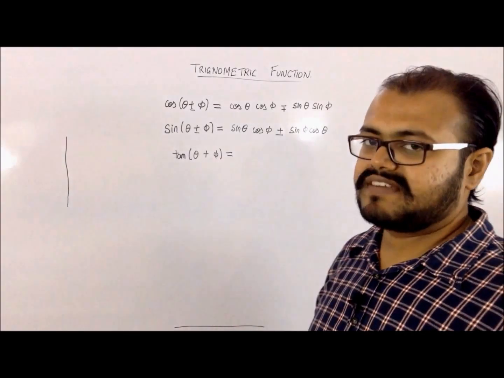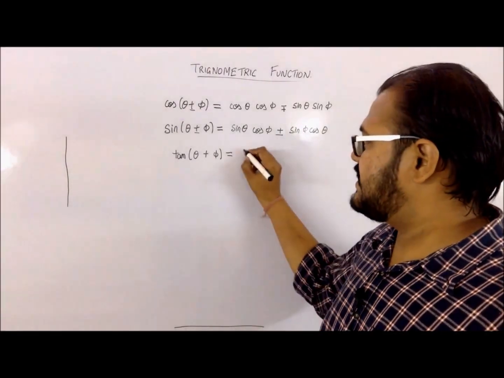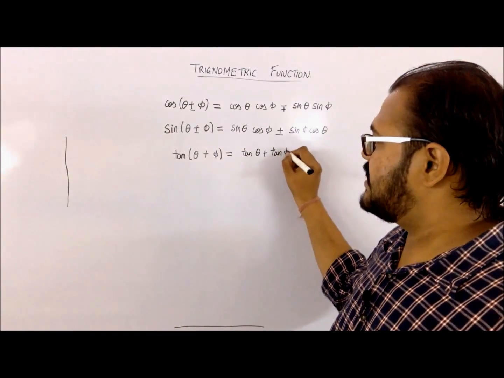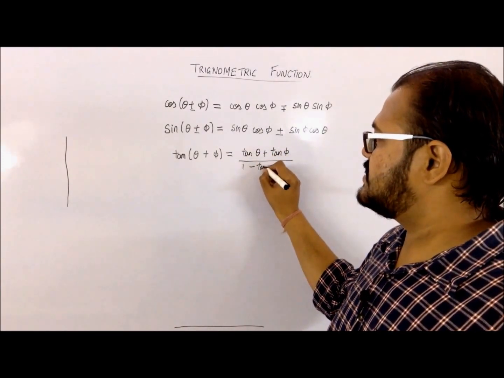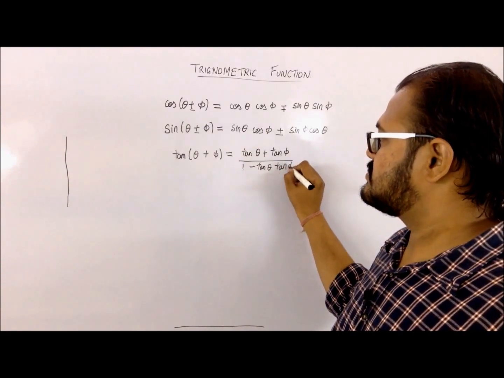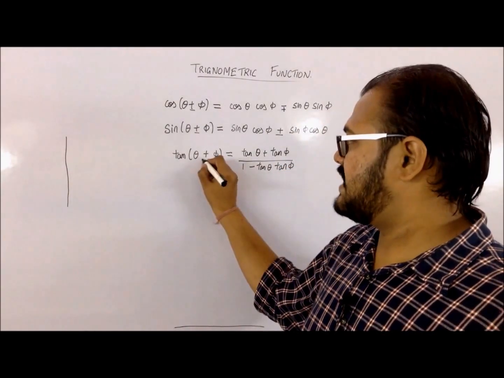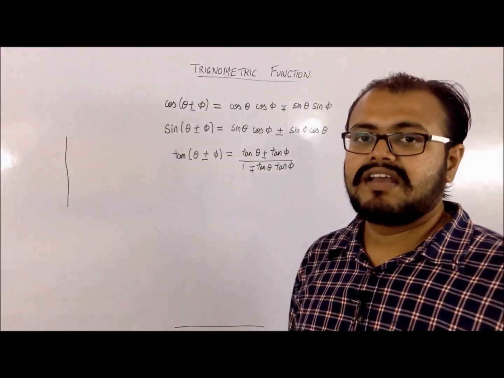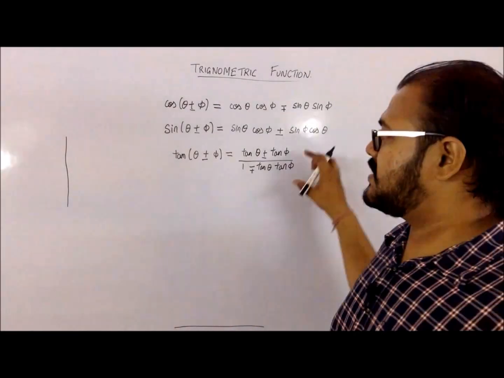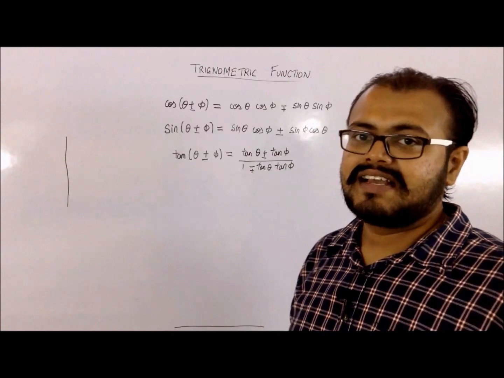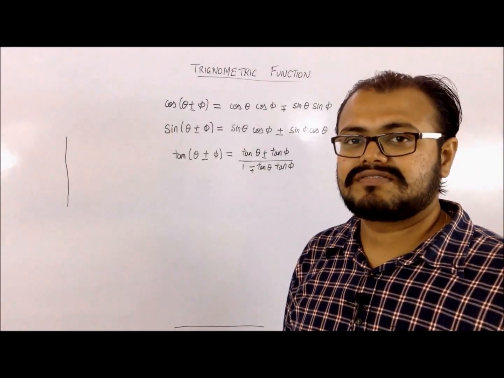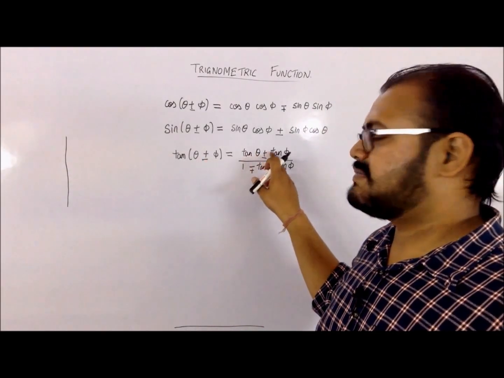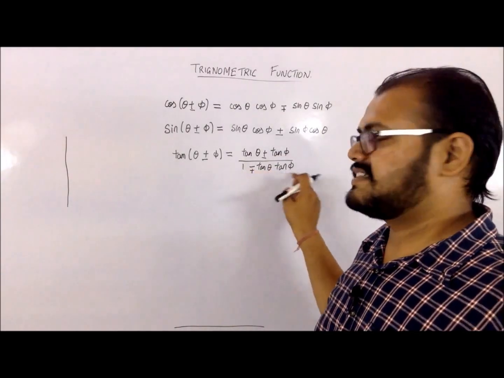Now tan of theta plus phi is the next formula which we are going to see. It has a value of tan theta plus tan phi divided by 1 minus tan theta tan phi. If you have a minus, then you will have a minus in the numerator and a positive sign in the denominator. You can derive this formula from the earlier set of formulas, and that can be a self-study for you. So tan of theta plus minus phi is tan theta plus minus tan phi, divided by 1 minus plus tan theta tan phi.